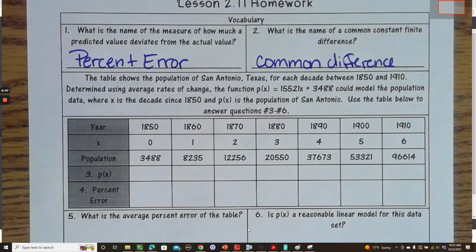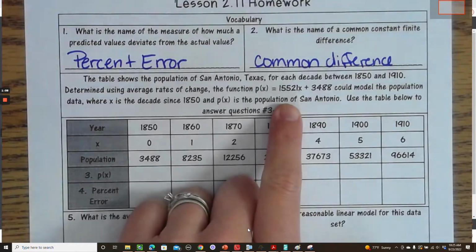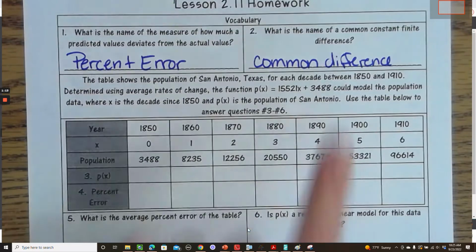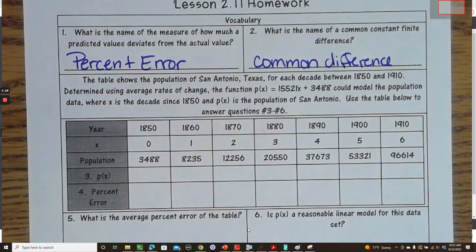So once again, all this data is real world data. I went and pulled the census records. What it says, the table shows the population of San Antonio, Texas for each decade between 1850 and 1910, determined using average rates of change. The function P of X equals 15,521X plus 3,488 could model the population data where X is the decade since 1850 and P of X is the population of San Antonio. Use the table below to answer questions 3 through 6.